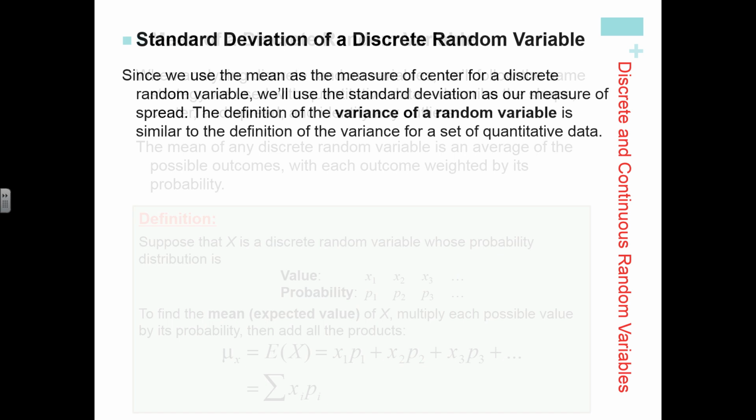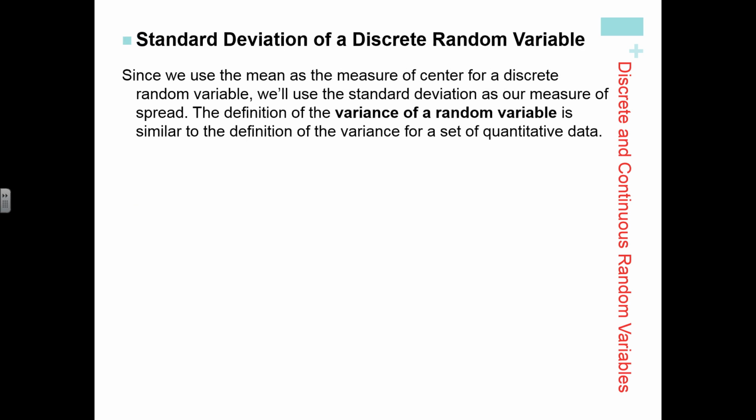and that will give you your expected value, or your mean. Now, since we choose to use the mean for discrete random variables, we need to make sure that we use standard deviation to analyze spread. Remember, mean and standard deviation go together. Median and interquartile range go together. So again, since we're using mean, we're going to use standard deviation.